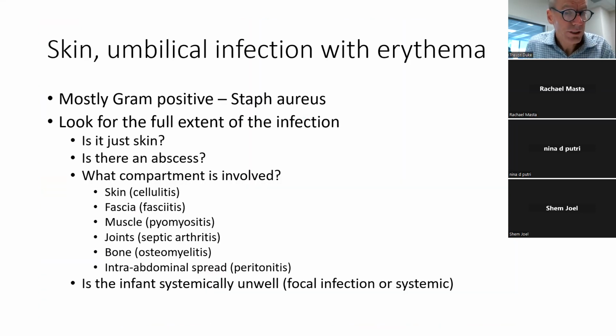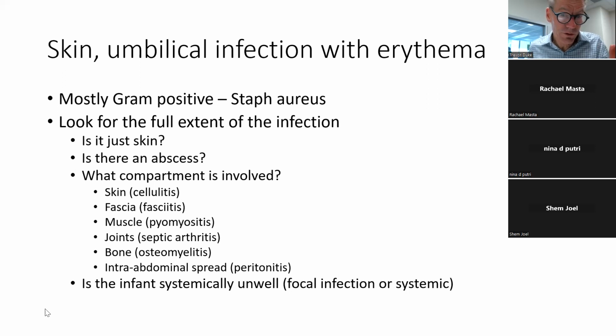So if you see an infant who's got a skin infection or umbilical infection with erythema, then it's most likely to be gram-positive. And I just mentioned before that if you've got a staph infection, then you should think to yourself, is it only in one place or is it in multiple places? So some babies who have staph infections will have multifocal staphylococcal disease. So they may have a staph infection that involves the skin or the underlying tissue like a fascia or muscle or joints or bones, or there might be intra-abdominal spread such as peritonitis.